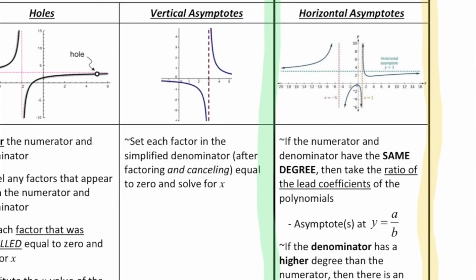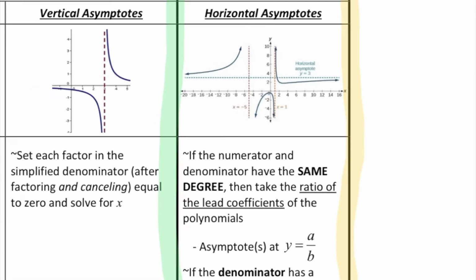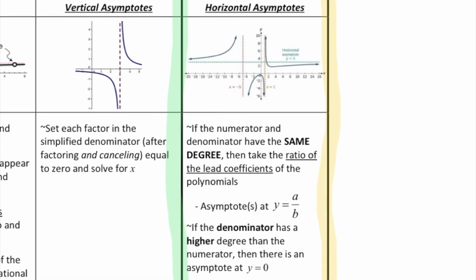When you look at the horizontal asymptotes, you have to look at the degree. The numerator is a polynomial and the denominator is a polynomial. If the degree of the numerator and denominator are the same, you're going to look at the leading coefficients. If the degree of the denominator is bigger than the degree of the numerator, then your horizontal asymptote is automatically y equals 0. Period. 0 is your answer.